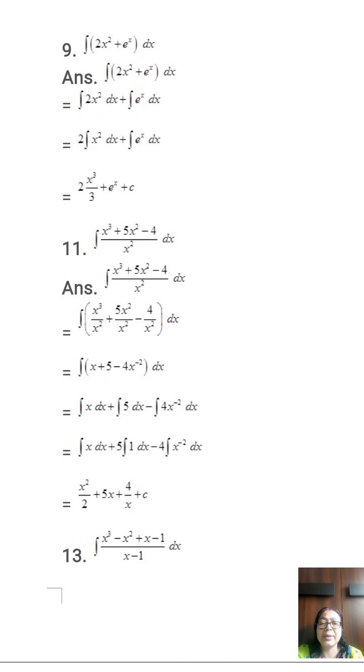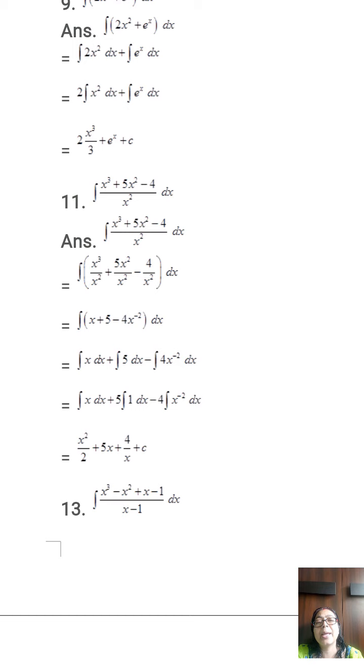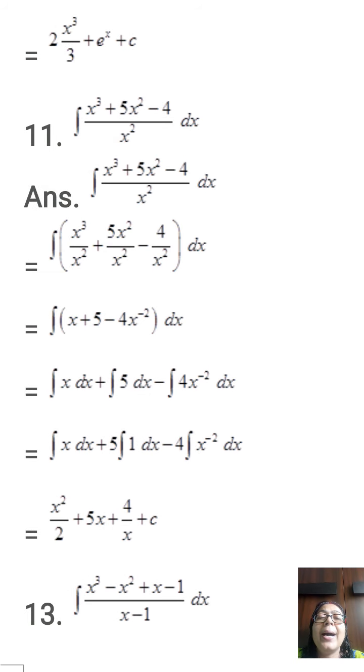Next question 11, that is (x cube plus 5x square minus 4) by x square into dx. So how to do it? Each and every term we will break like this: x cube by x square, plus 5x square by x square, and minus 4 by x square. After simplification, the first one will come x, plus the second term is 5, minus the third term is 4 into x to the power minus 2. So next, each and every term we have to separate into separate integrations. So integration x dx, the answer is x square by 2.